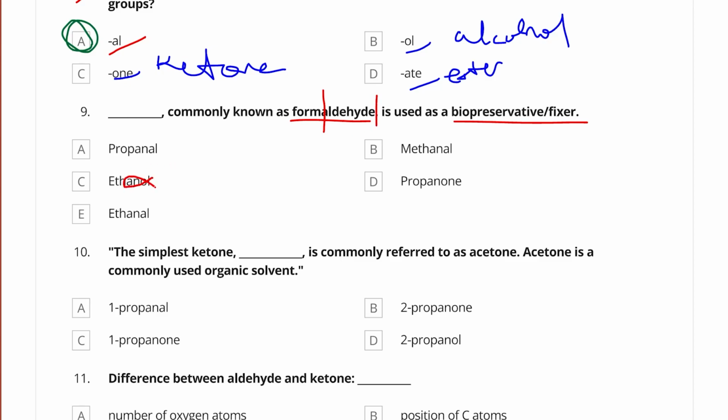So ethanol is an alcohol, propanal is an aldehyde, ethanal is an aldehyde, methanal is an aldehyde. This is a ketone. So we have 3 possibilities. And formaldehyde means methanal. The answer is methanal. So this is a common name, formaldehyde.